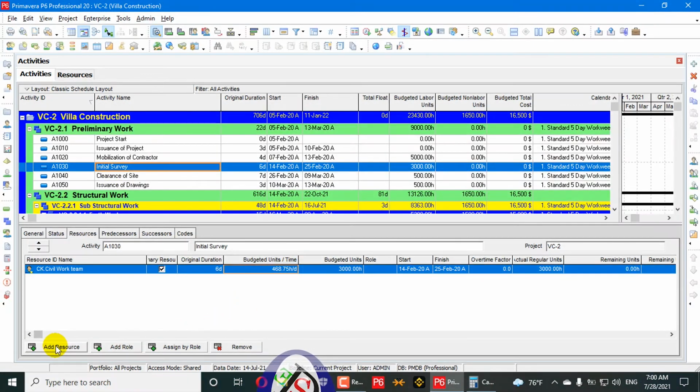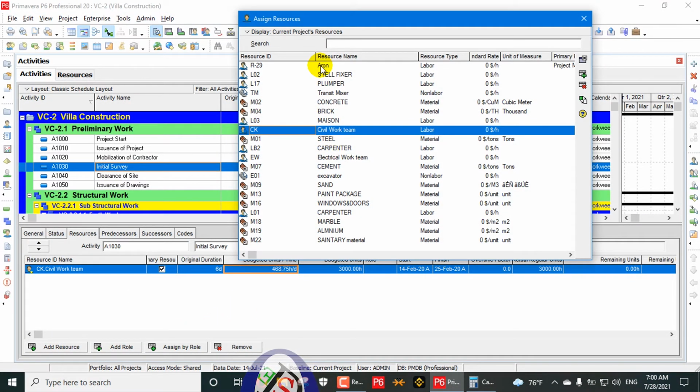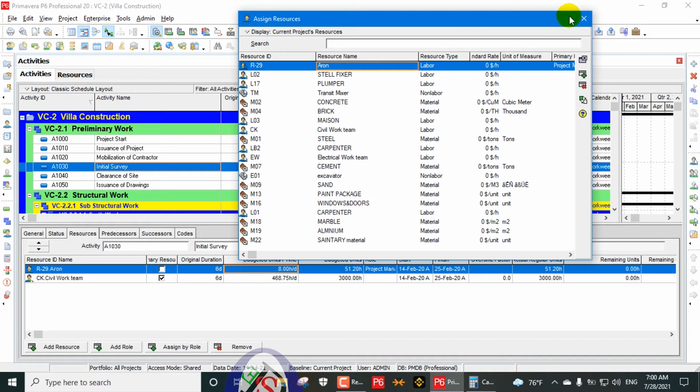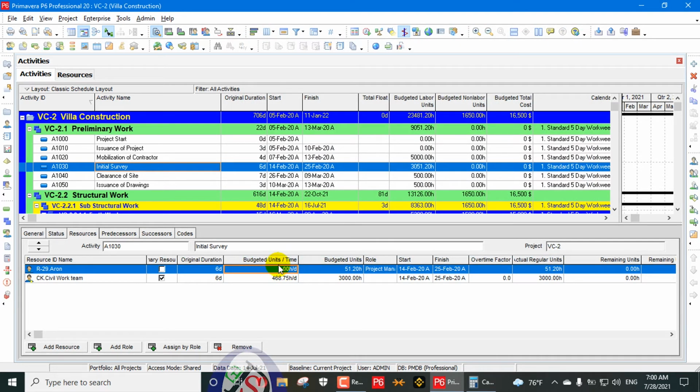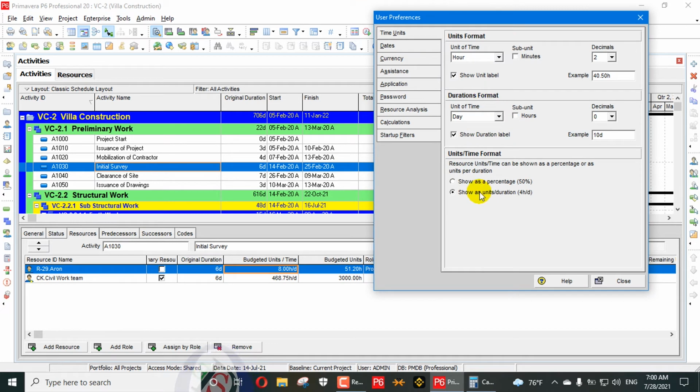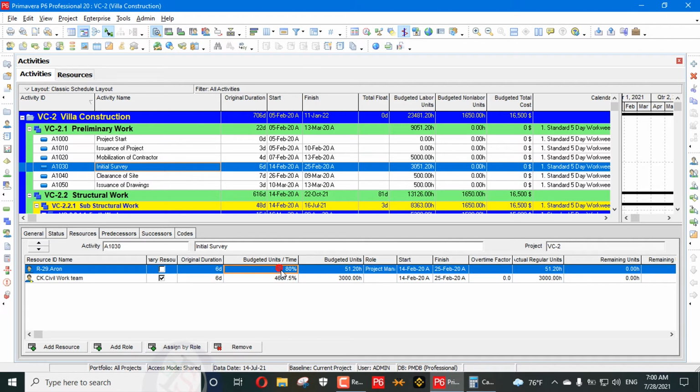Same, for example, I add any resource here, Aaron. Here 8 hours per day working, and it will multiply by 10 to get 80%. It will go to 80%.